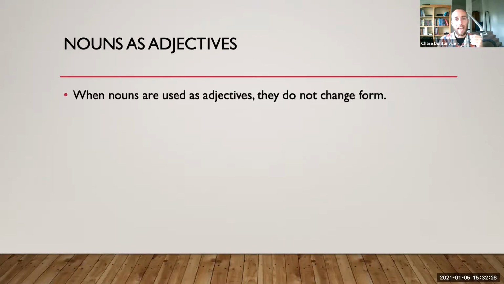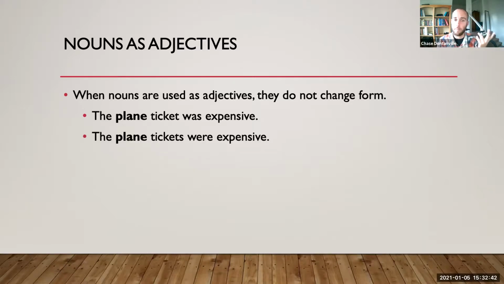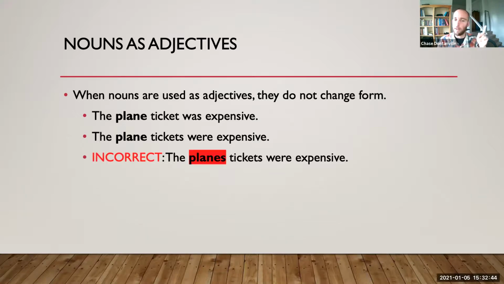When nouns are used as adjectives, they do not change form. So the plane ticket was expensive, okay? Plane is a noun, ticket is a noun, but we can use plane to describe what type of ticket, the plane ticket. The plane tickets were expensive, still good. But the plane's tickets were expensive, no. Remember, we are using plane as an adjective, so we cannot add S.